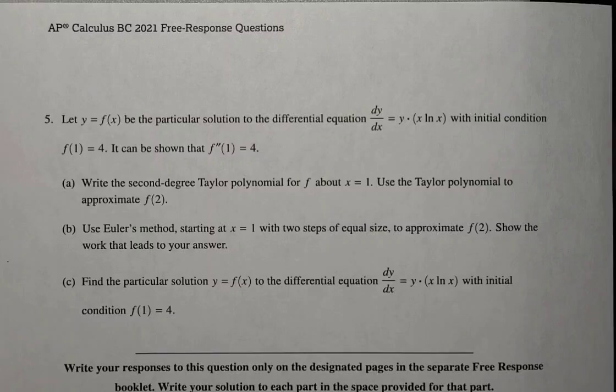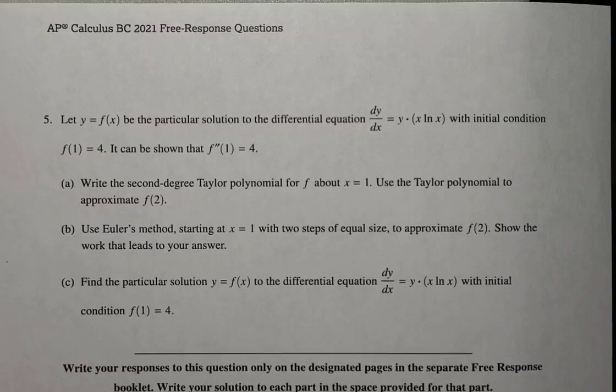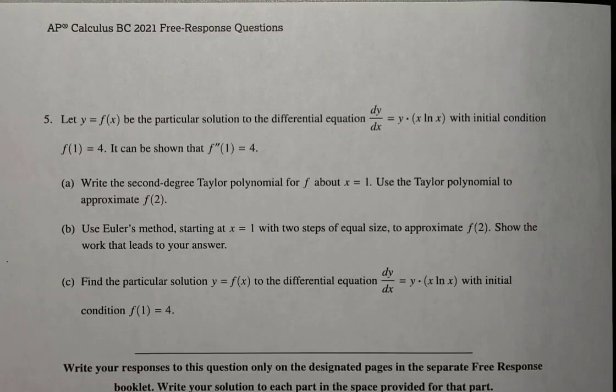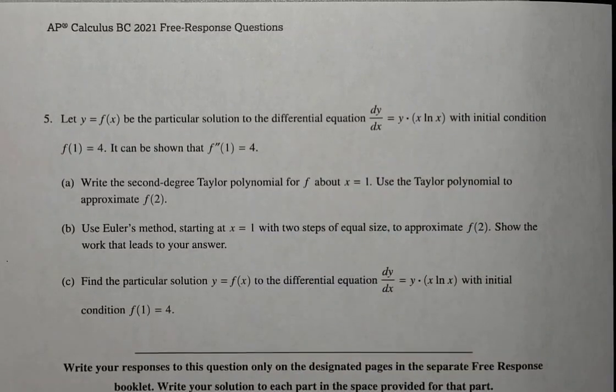Part A, write the second degree Taylor polynomial for f about x equals 1. Use the Taylor polynomial to approximate f of 2. Okay, so let's remember the formula for the Taylor series to get the Taylor polynomial. We stop at the second degree term, or in this case, the (x minus 1) squared term. That's the second degree term.